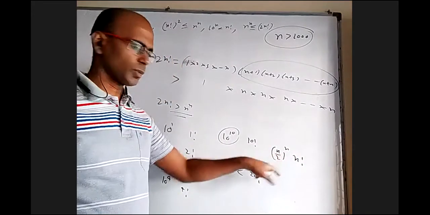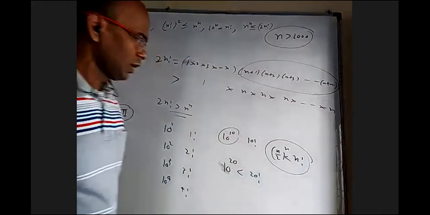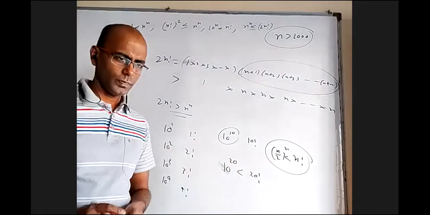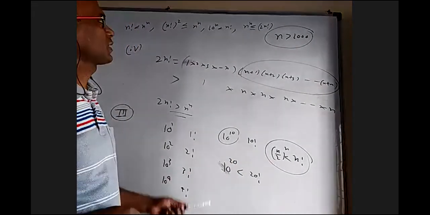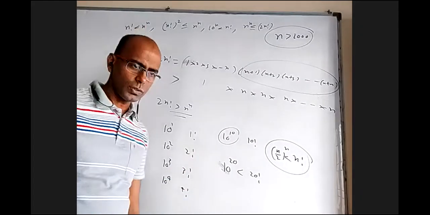So I need to prove this. I did not prove it, but let us take this. I'll come back and prove this now, but let us take 10 power 20 less than 20 factorial. I'm not saying this is the smallest number where this will happen. Maybe for 19 also it will happen, but for 20 it is definitely true.